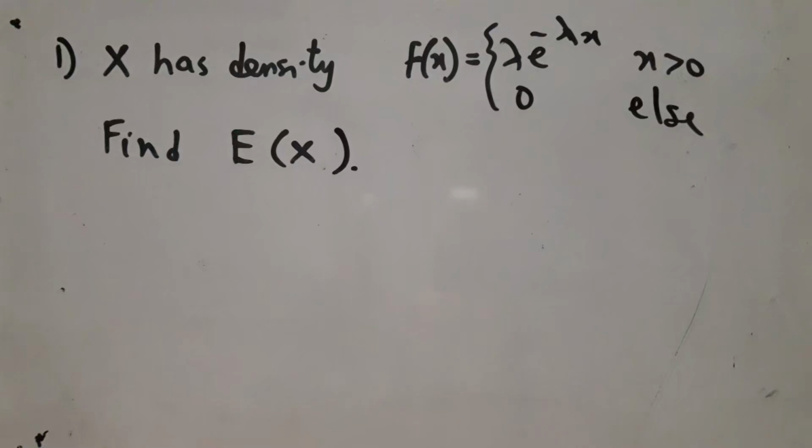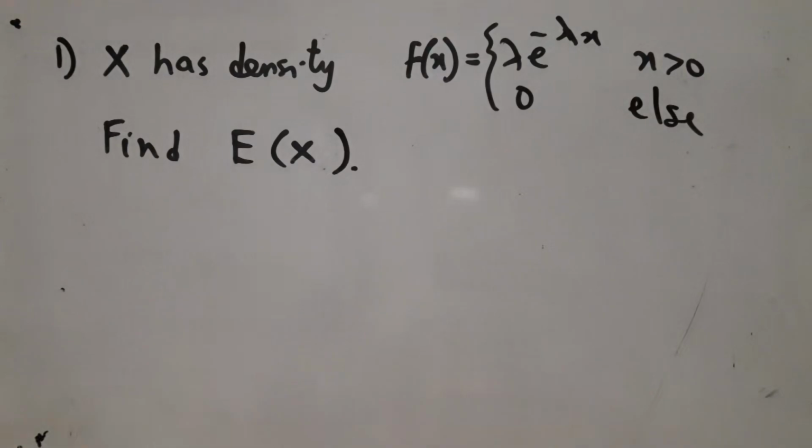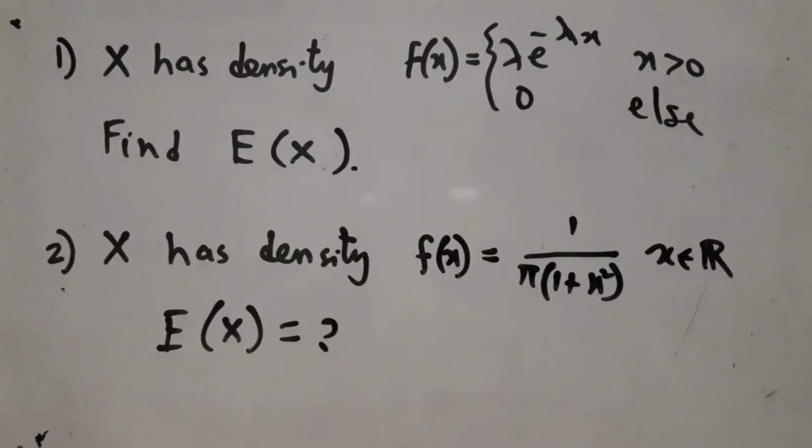I shall give you two problems. The first one says X has this particular density. You have to find expected value of X. And in the other case, it has density given by this. Again, you have to find expected value of X.